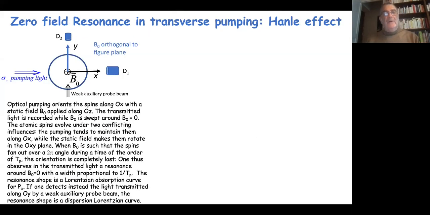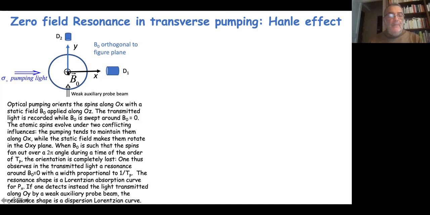So let's now look at another experiment that you can do with optical pumping. This is what I call the zero field resonance in transverse pumping, and it's called the Hanle effect. So the setup is again similar to the previous one. You have a cell containing atoms, you pump them along the horizontal direction, and you first assume that you are in zero magnetic field. In fact, you will apply a magnetic field in the third direction, perpendicular to the plane of the figure. If the field is 0, the pumping will prepare the spins along the direction of the light, and after some time, the cell will become completely transparent. You will have no absorption anymore because all the atoms will be pumped in the level which cannot absorb light.